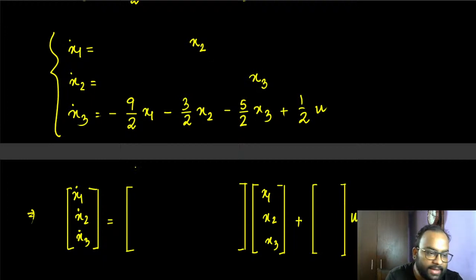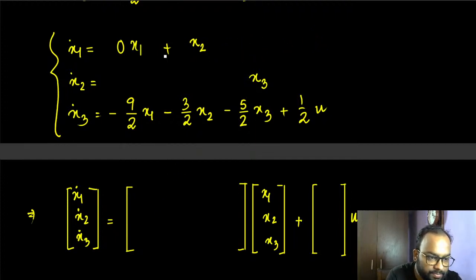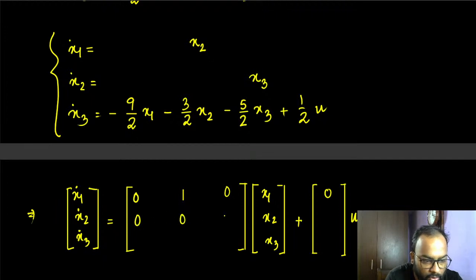So we want to combine it in the matrix form, and so this is like 0x1 plus 1x2 plus 0x3 plus 0u and so on. So that way this is simply like this: 0 1 0 0, right? That's x1 dot. Similarly, x2 dot is 0 0 1 0 here. And for the last one, I have minus 9 by 2, minus 3 by 2, and minus 5 by 2.